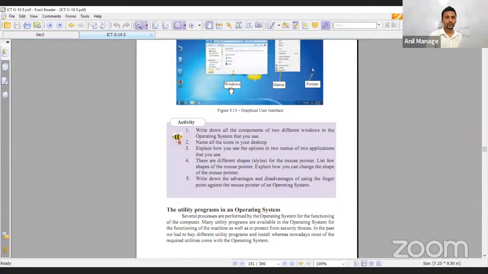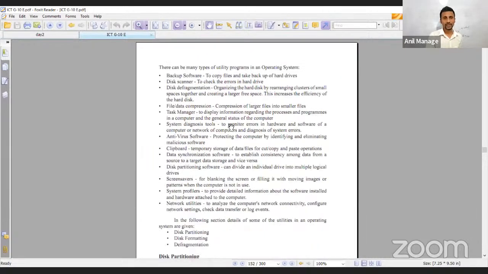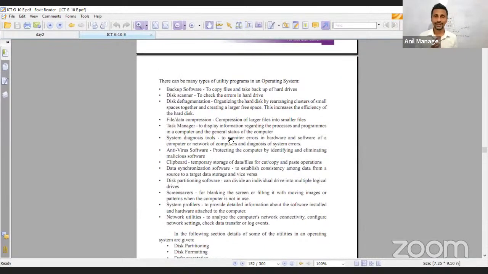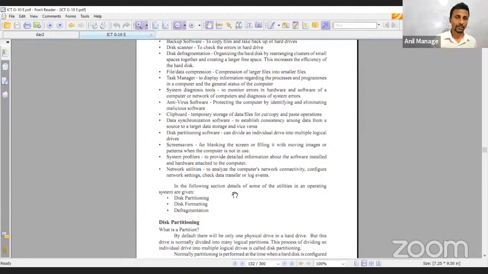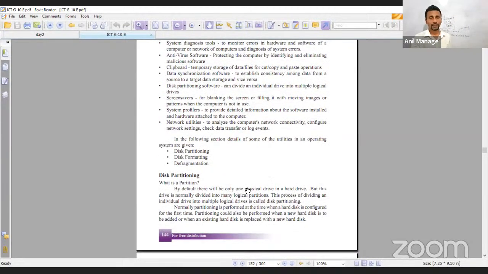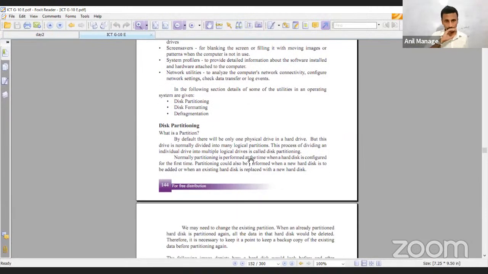Right? Then you have utility software. So many utility softwares are given. I told you that utility softwares are used to help the operating system. There are so many, you go through them and try to remember some of them, because you will be getting questions to write some examples, or giving an example and asking whether it's a utility software. So from that, I'm taking 3.